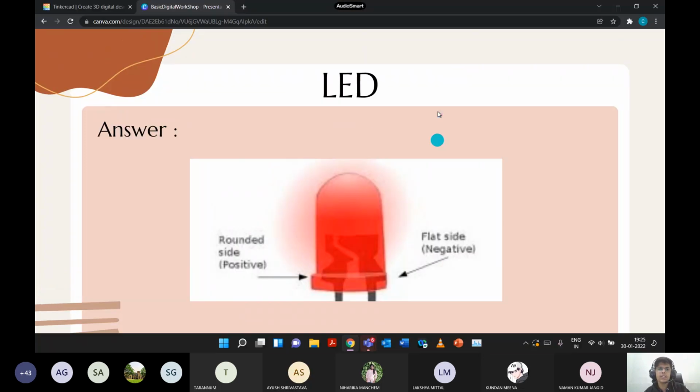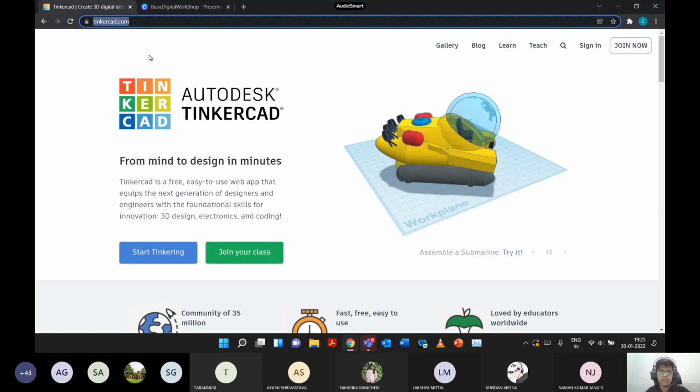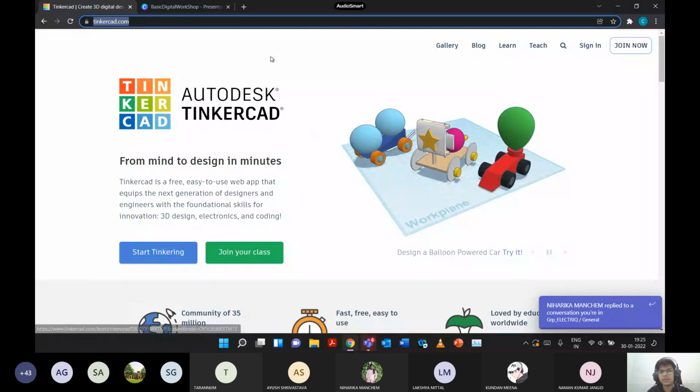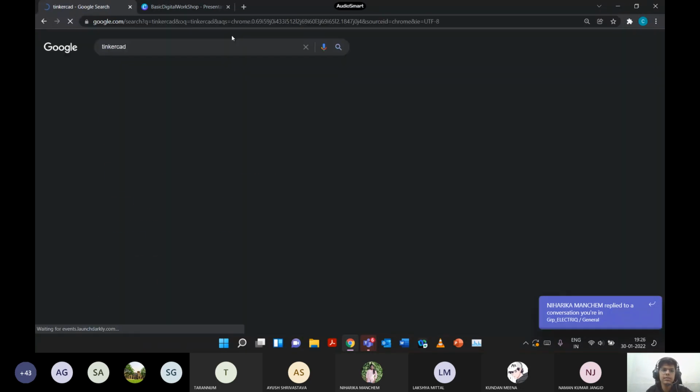Hello guys. So we have seen the theoretical aspect. Now we are going to simulate some circuits on Tinkercad. So open the Tinkercad. The link will be in your chat box, or you can just type Tinkercad on Google.